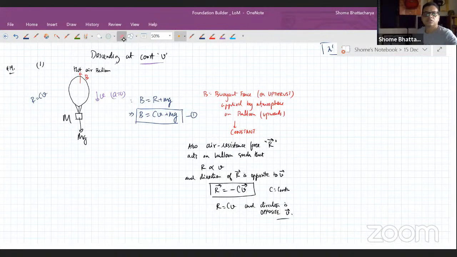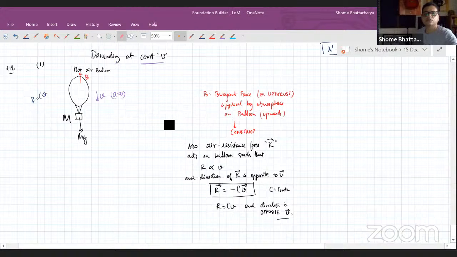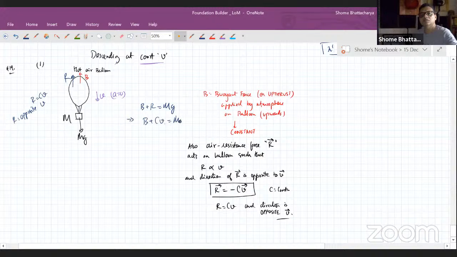So this equation will change, because if the direction of velocity is downwards, what about the direction of air resistance force? That will be upwards. It has to be opposite to velocity. R has to be in the same direction as B. So now my equation is that B plus R are together balancing capital Mg, or B plus CV is equal to Mg.